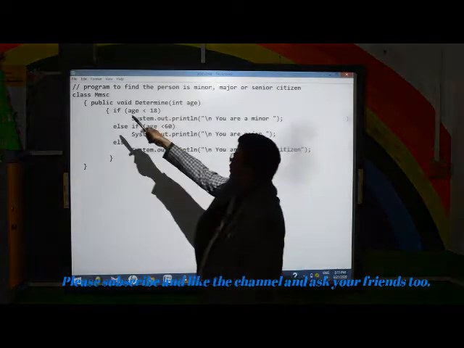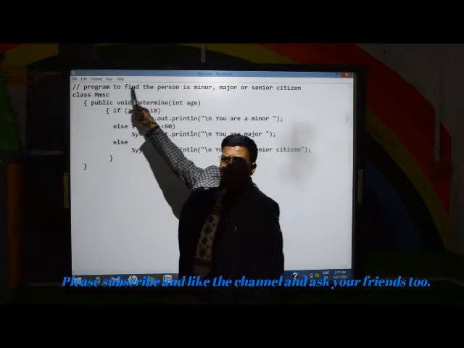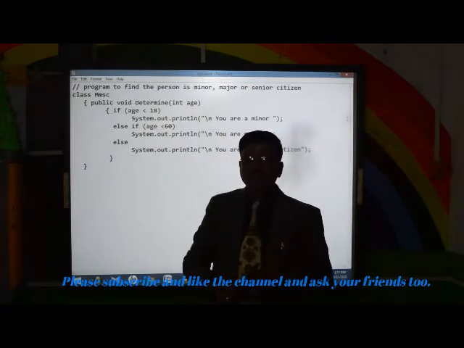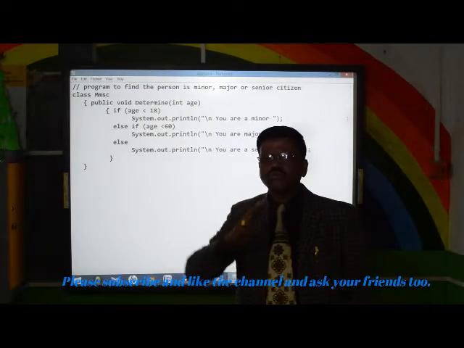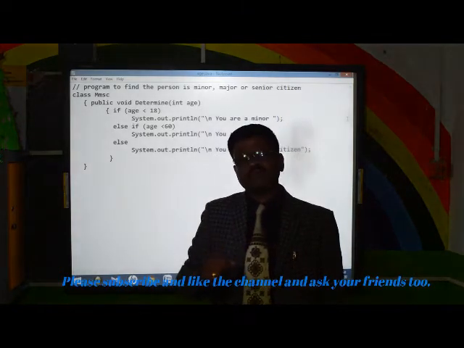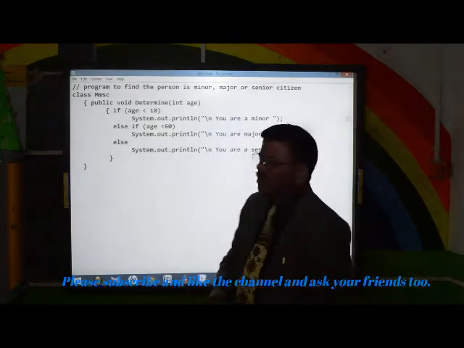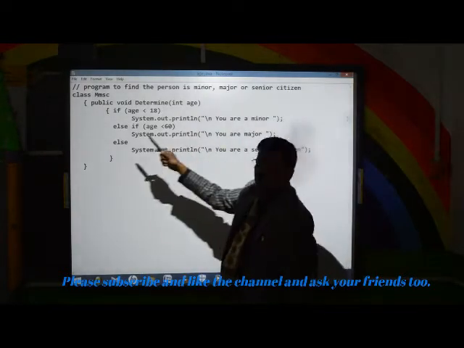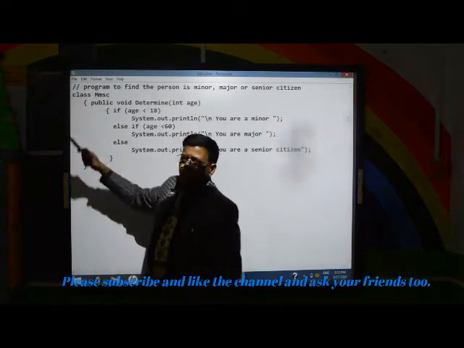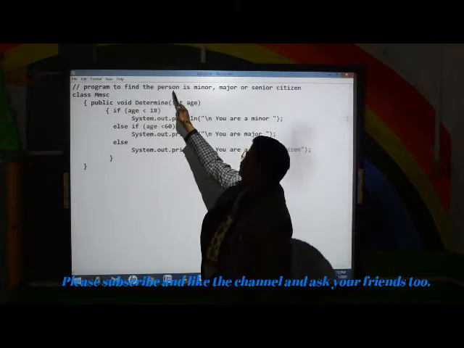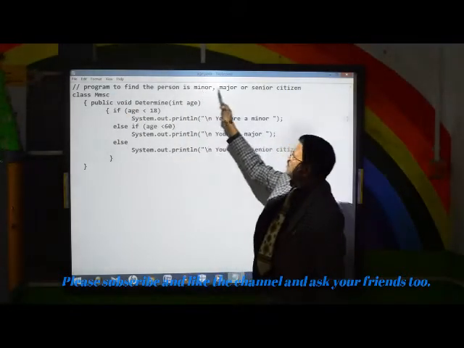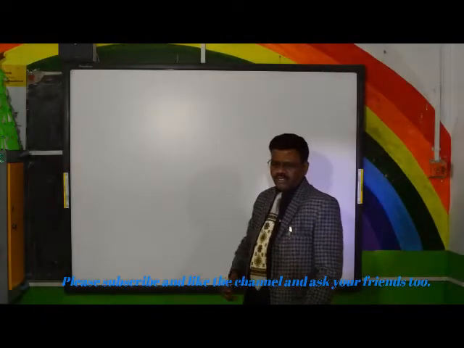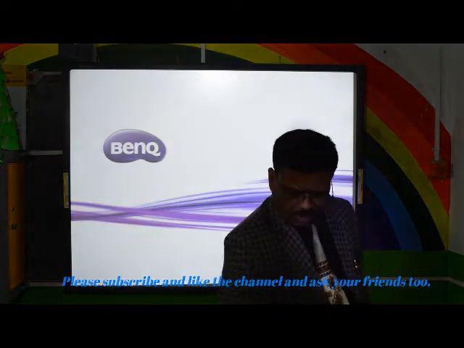The very first statement is a remark. It's a single line remark. As you all know, in Java there are two types of comments that can be given. If the remark contains only one line, you have to use a double slash. Program to find whether the person is a minor or a major or a senior citizen.